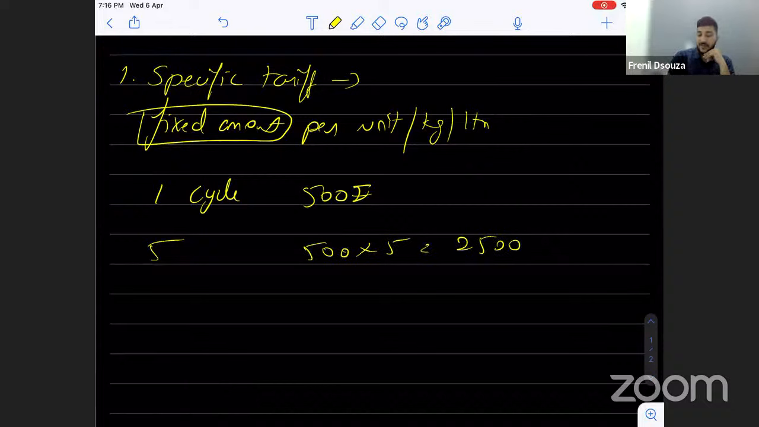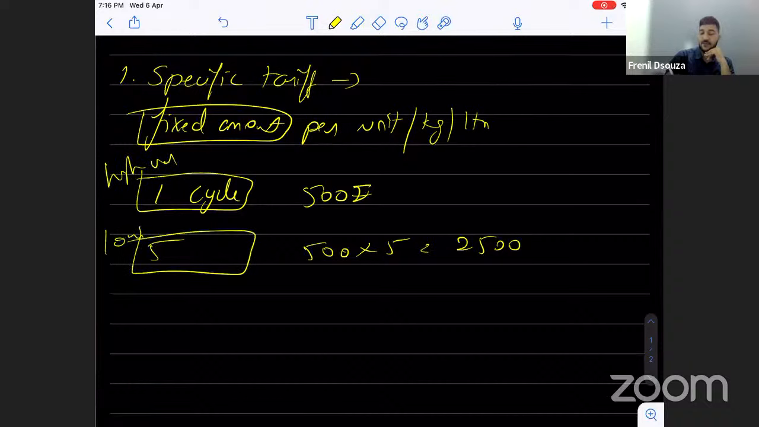Now it's a very important thing to know that this particular cycle could be a very high value cycle, and these 5 cycles could be a low value cycle, but here value is not considered. In specific duty, what is considered? Only the physical units, how many units come in, and on those units we are going to charge tax at a particular rate. That is about what? Specific tariff.